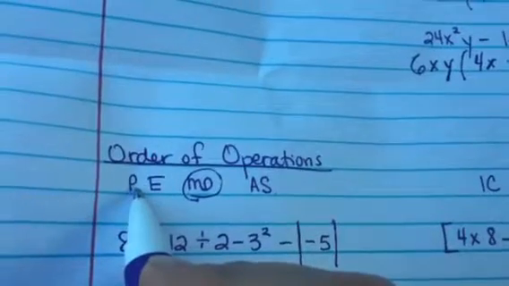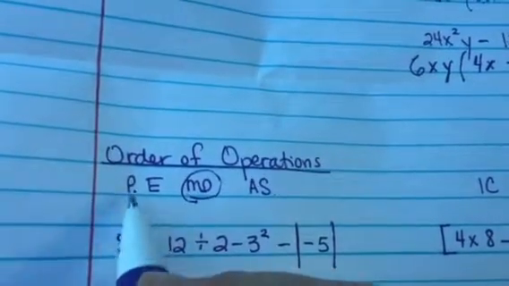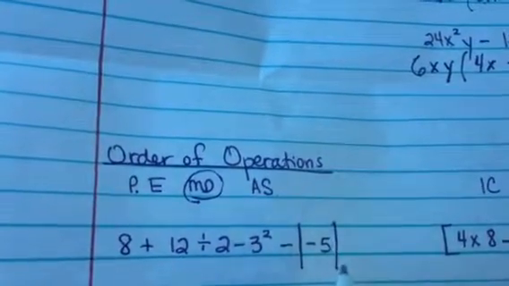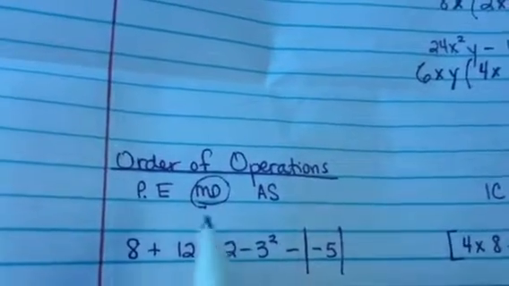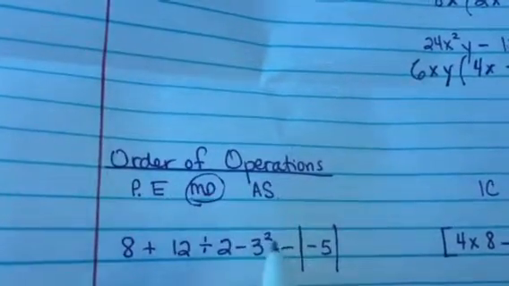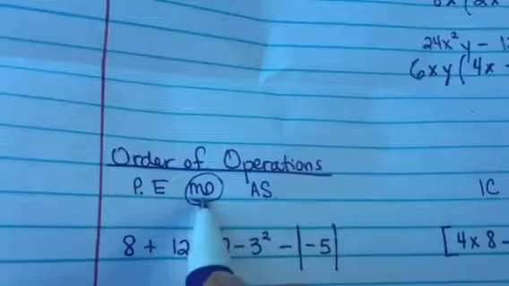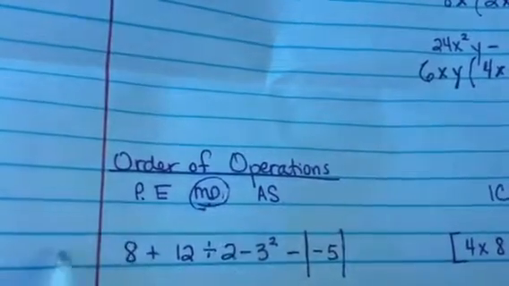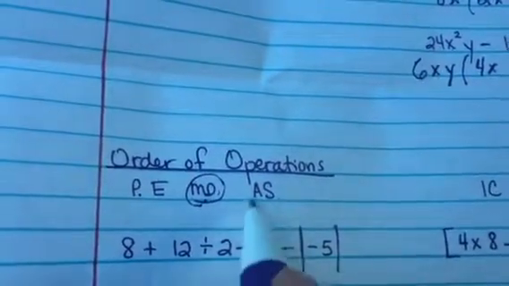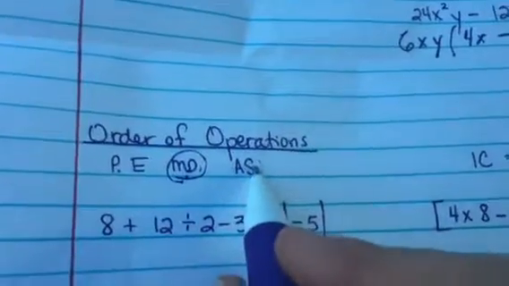So this is parentheses, do parentheses first, and that would be like even this. Those are absolute value signs. You can treat that like a parenthesis. Exponents, so we're going to do that. Then multiply and divide, and you do whatever comes first as you're reading left to right. And last but not least, you would add or subtract.